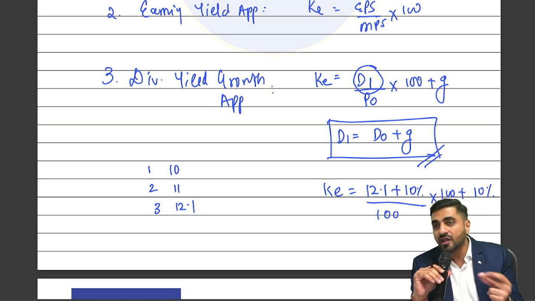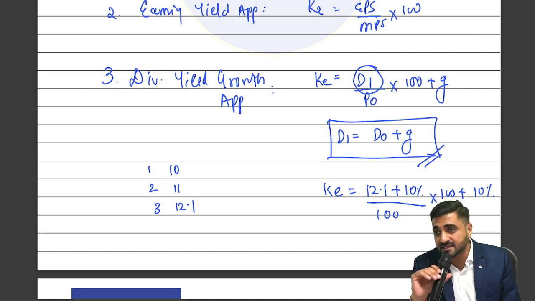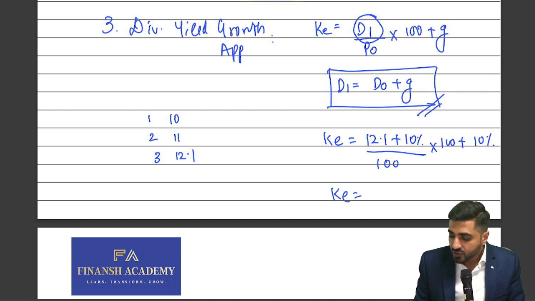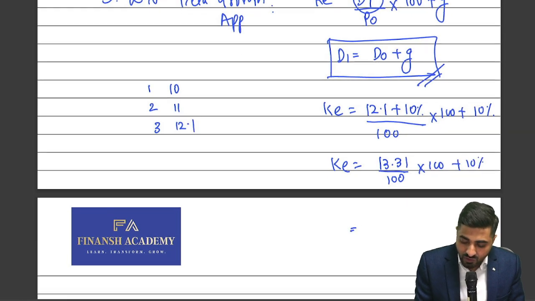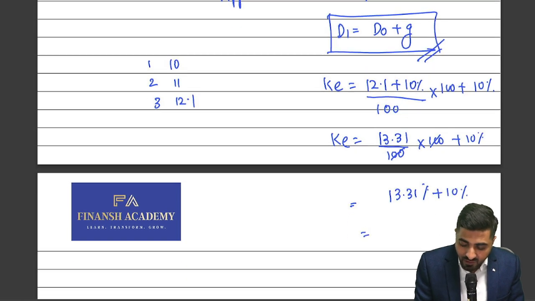Yes, sir. So everyone, what's the formula for KE? D1 upon P0 into 100 plus G. That gives your KE. Now, can you please tell me what is your KE? 12.1 plus 10%. This will be 13.31% plus 10% means this is not 14, this is 23.31%.